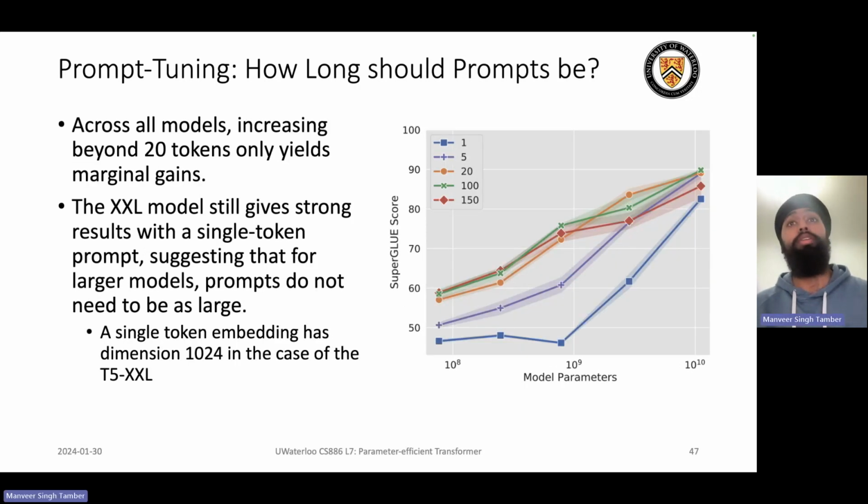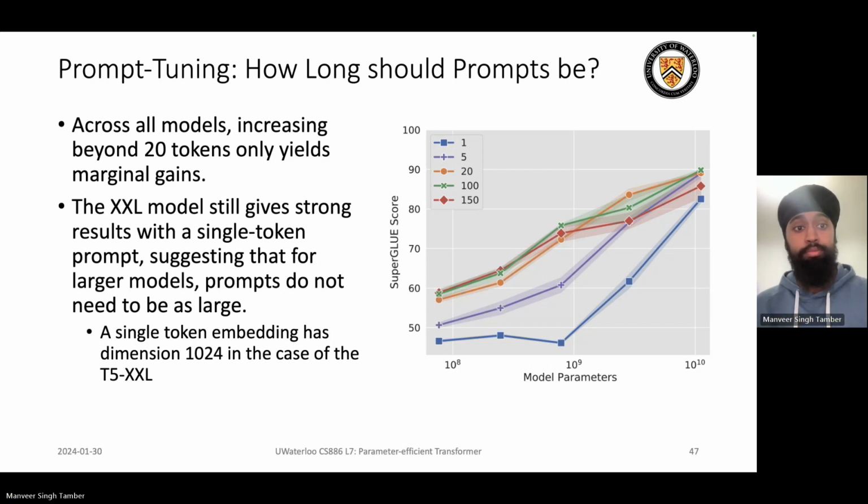Second question they attempt to answer is, how long should prompts be? And they find that across all models, increasing beyond 20 tokens only yields marginal gains. And in fact, with the XXL model, it still gives strong results with a single token prompt, suggesting that for larger models, prompts don't need to be as large and not as many parameters need to be learned, right? Actually, what's interesting is that in the case of the T5 XXL model, a single token embedding has dimension 1024. So we're only learning 1024 parameters, and that seems to work well. So that is quite interesting.